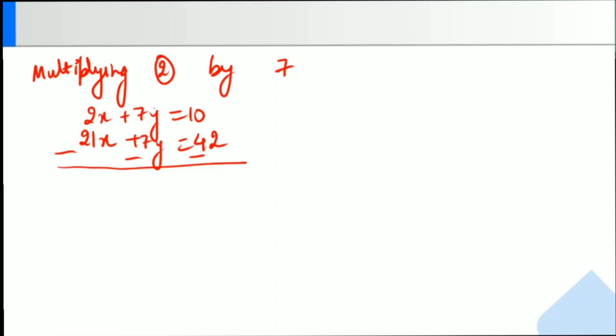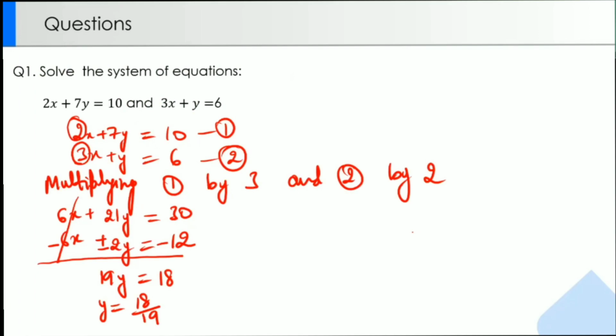So subtracting them, 7y minus 7y, so this is eliminated. Now 2 minus 21 will give me minus 19x and this will give me minus 32. So I will have here x equals 32 over 19. So either you can proceed by this method, or if you have obtained one variable's value, then you can substitute that value in any of the equations and get the value of the other variable. So this was elimination method.